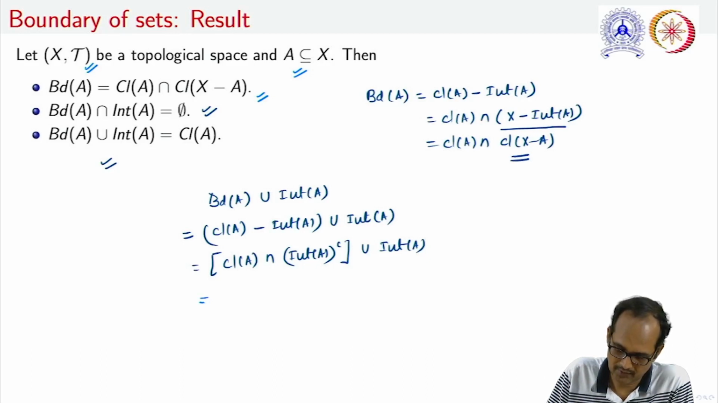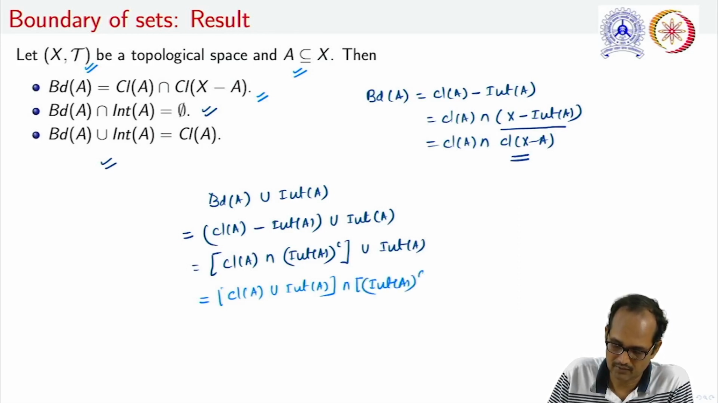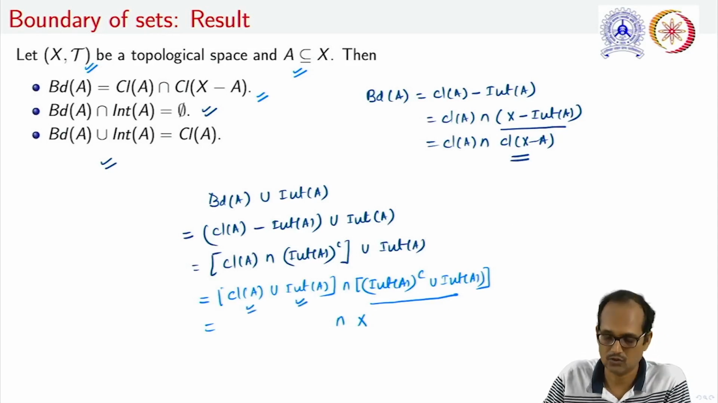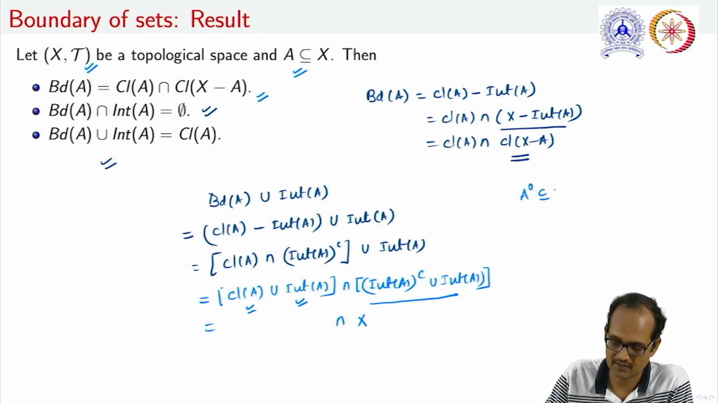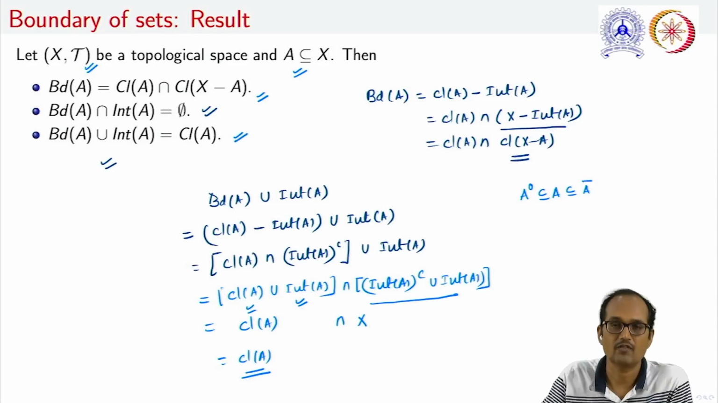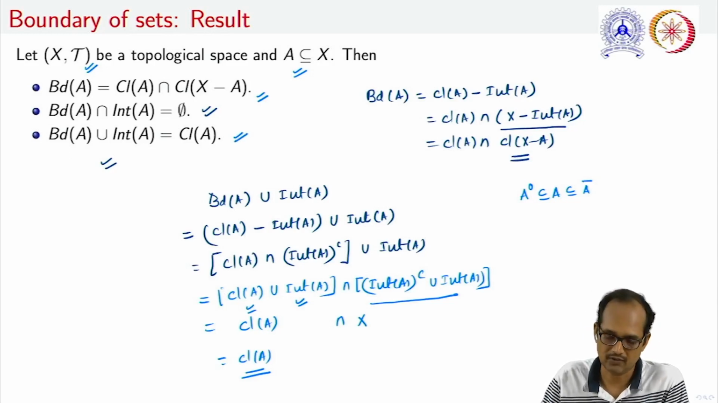Now by using the distributive property, this can be written as the closure of A union the interior of A, intersection the interior of A complement union the interior of A. If we look at the second one, note that this is nothing but the whole set X. Note that the interior of A is always contained in the closure of A, because we have already seen that the interior of A is a subset of A and A is a subset of the closure of A. So this will be nothing but the closure of A intersection X, and that's why this will be the closure of A. This is proving that the boundary of A union the interior of A is equal to the closure of A.